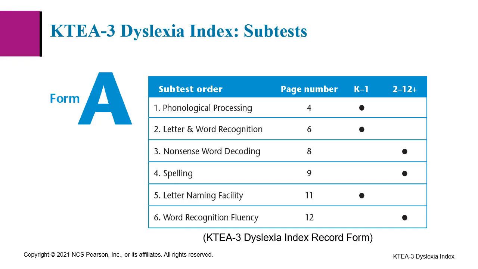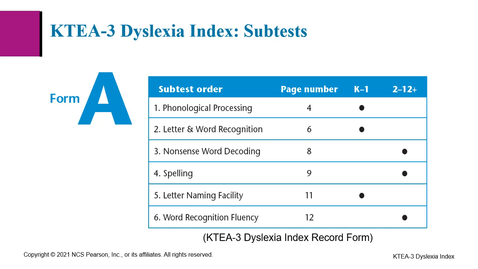If you use the KTEA-3, you know that the instrument includes two forms, A and B. Here's the image from the Dyslexia Index Record Form, Form A. As you can see from this image, 6 KTEA subtests contribute to the Dyslexia Index.